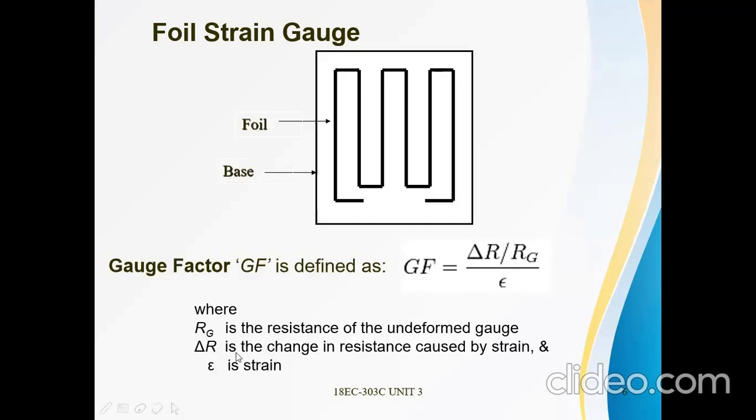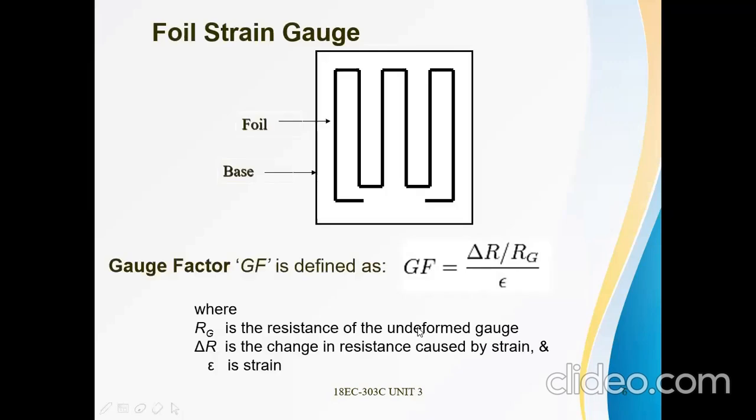Delta R is the change in resistance caused by strain. That means based on the strain, the resistance is varying. Epsilon is the applied strain. So gauge factor is change in resistance delta R by Rg divided by epsilon.